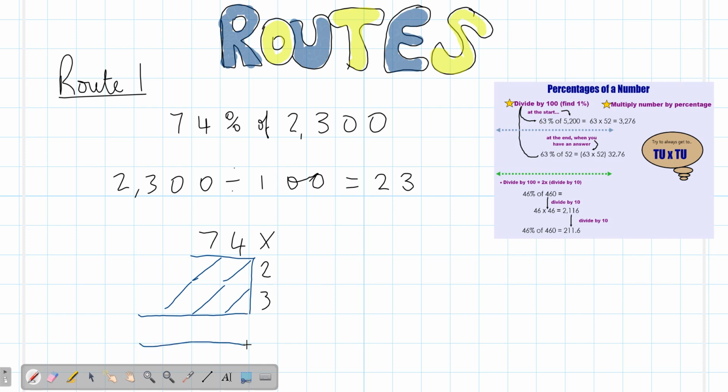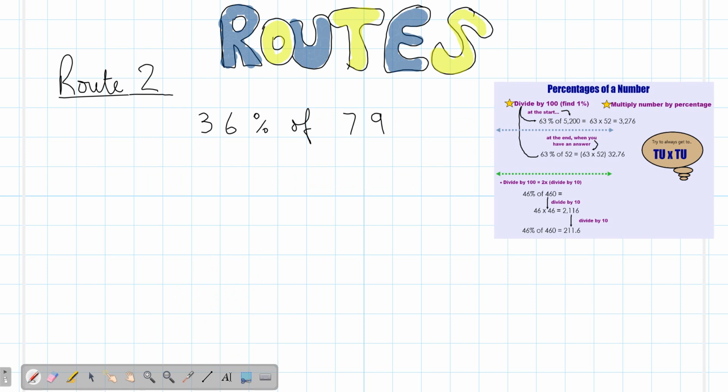And we work out our multiplications. 4 times 2 is 8. 4 times 3 is 12. 7 times 2 is 14. 7 times 3 is 21. We add up the columns: 2 units, 10 tens, that's 100. How many hundreds? 400, 200, 400 and 200, 600. And one more is 700. And we've got our thousands there. So 1,702 is our answer. 74% of 2,300 is 1,702.